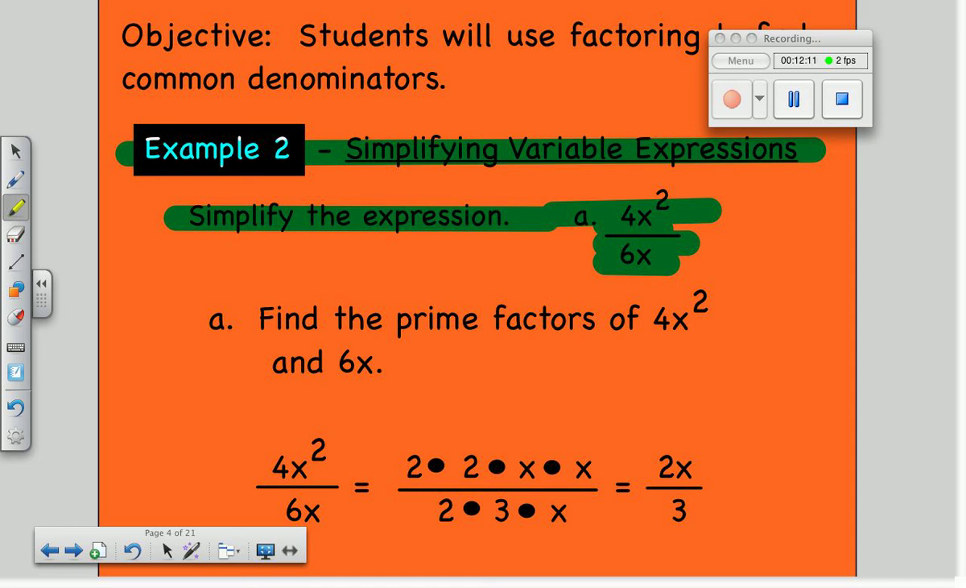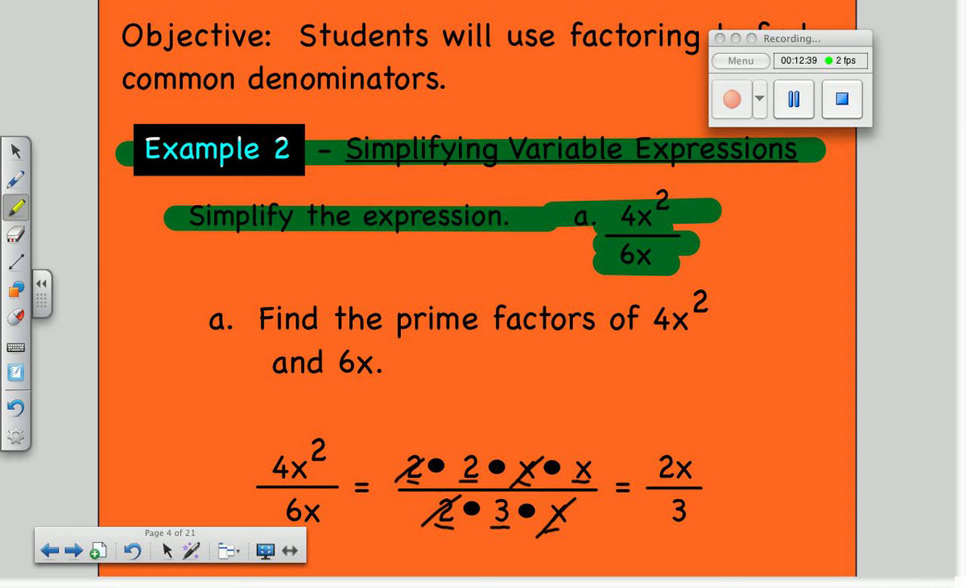4 times x squared. The prime factors of 4 are 2 times 2. And x squared means x times x. 6x, the prime factors of 6 are 2 and 3. And I have 1x. Now I cross out all of my common factors. So 2 and 2 I can cross out. X and x I can cross out.